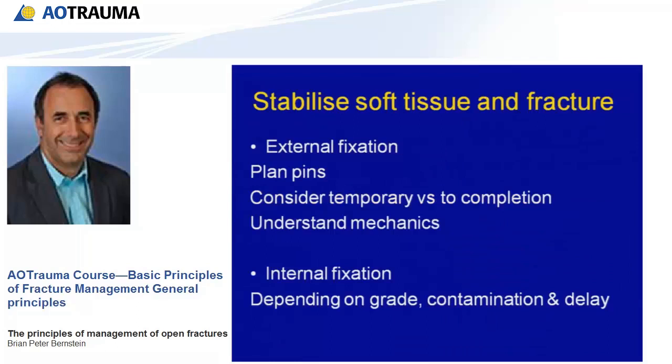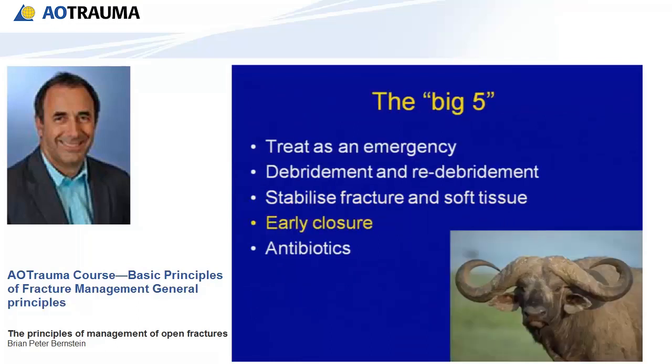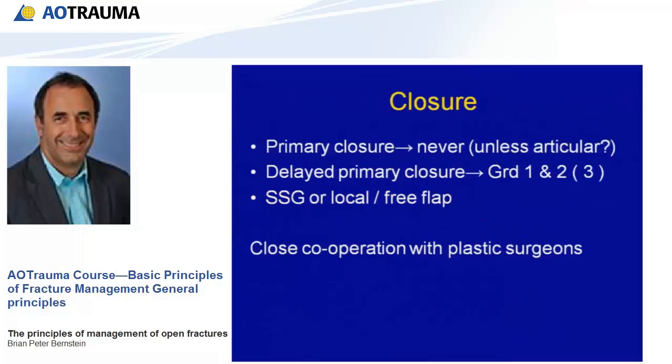Number 4 of the big 5, early closure. Primary closure must never be attempted, unless it is an articular component to the fracture. Don't be tempted to close those wounds primarily. Remember, you want to come back for a planned redebridement at 48 hours. That's when you must do your closure.